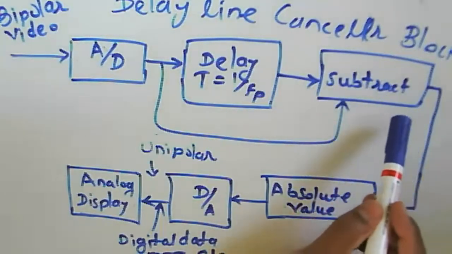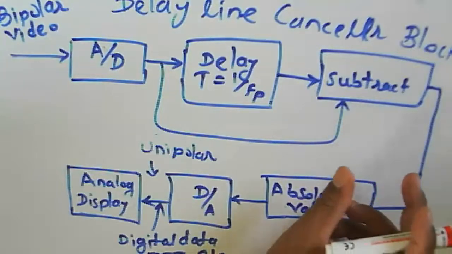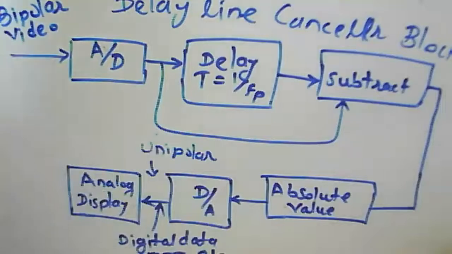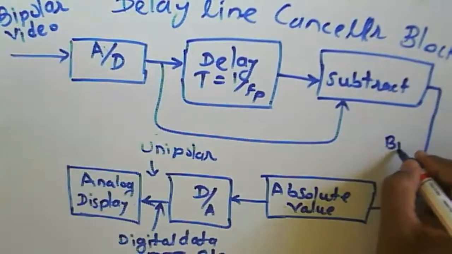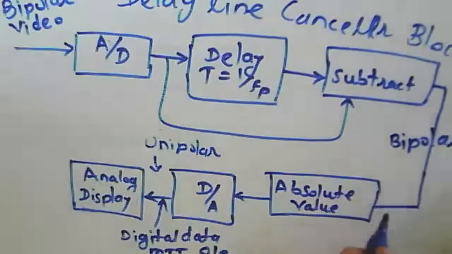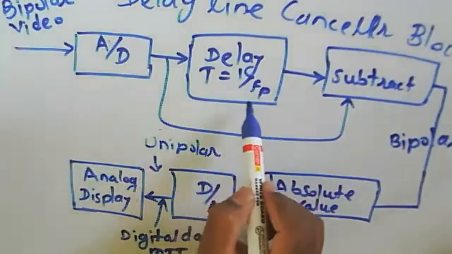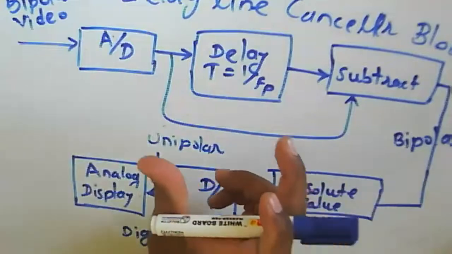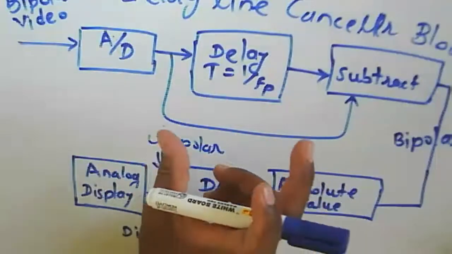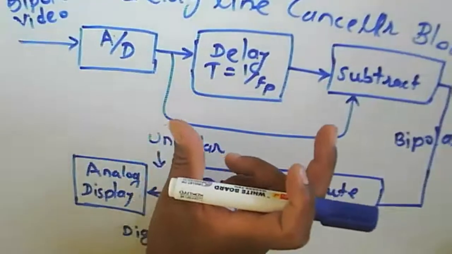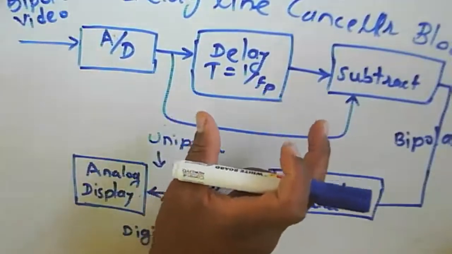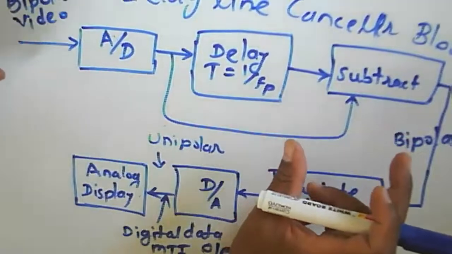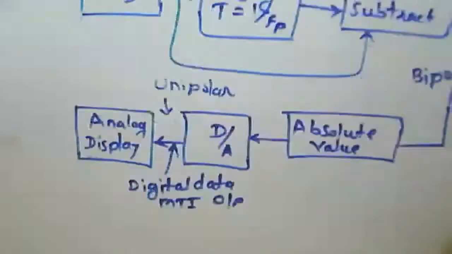The subtracted output has two sweeps, and here it is a bipolar video. This delay line canceller is used to subtract, so that components or pulses which do not belong to the given radar will be cancelled. Only the signal remains. Bipolar video is just like a video.